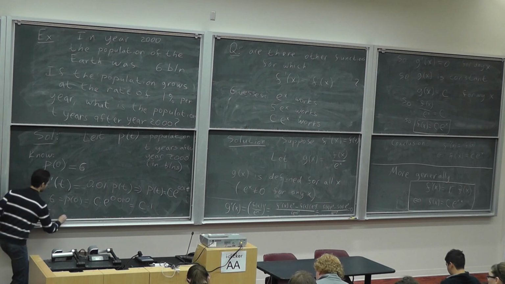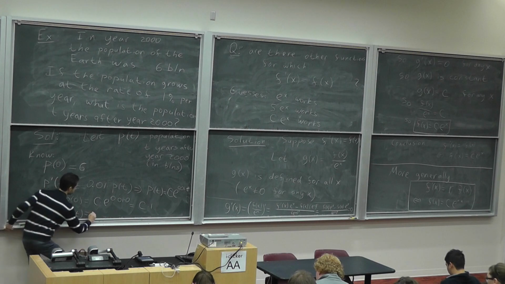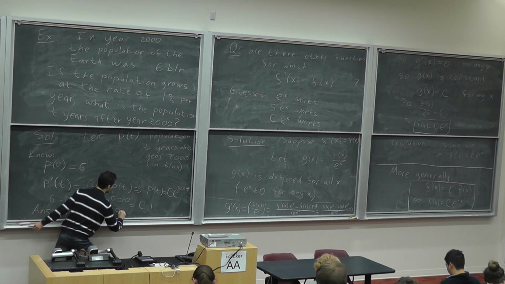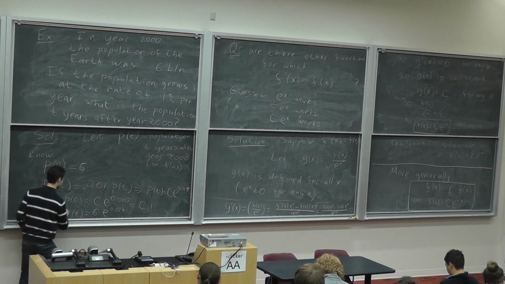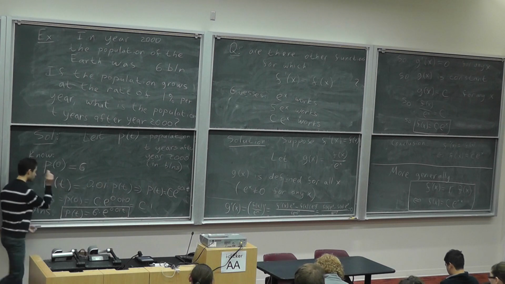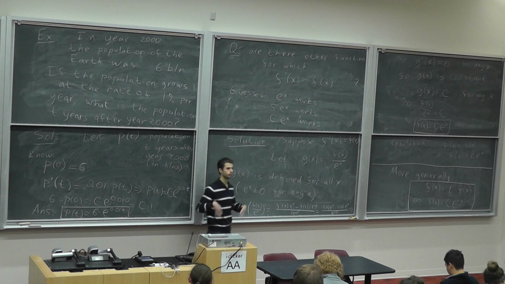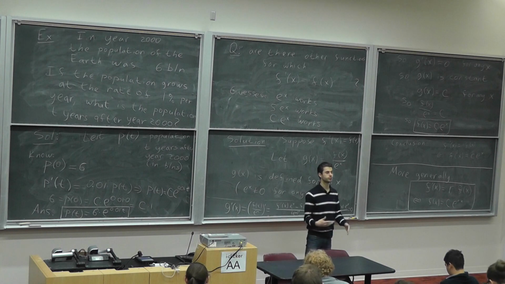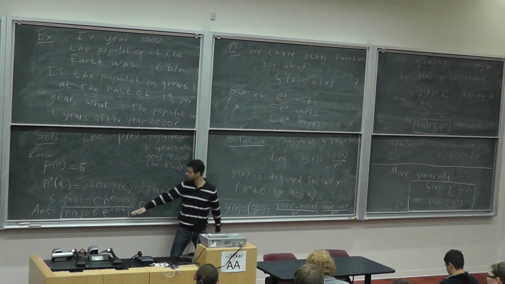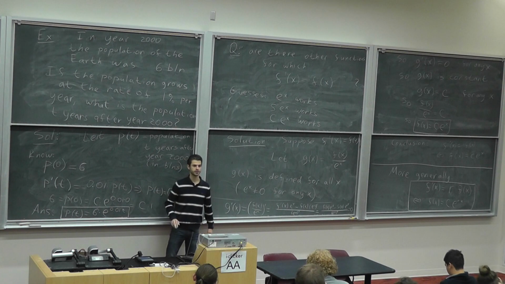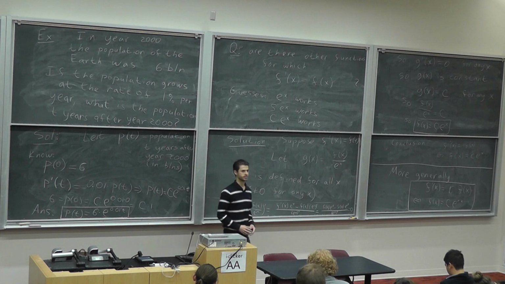Answer: P of t is 6 times e to the power 0.01 t. Now we can answer any questions of the form, what is the population going to be in year 2030? According to this model, 6 times e to the power 0.3. That is the answer.